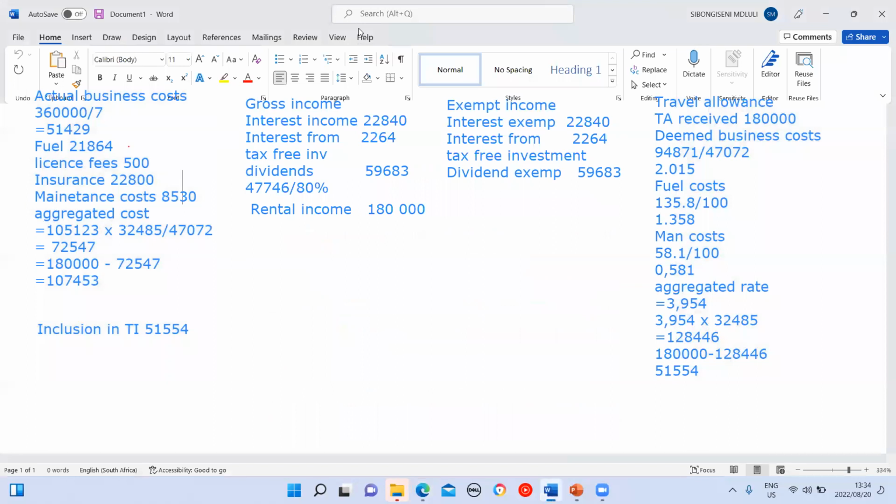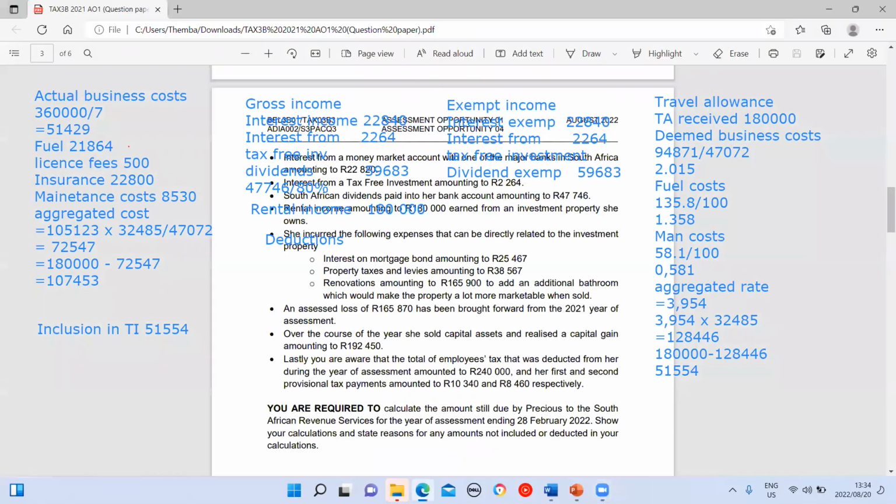Let me just start my deduction section. But you can get the point that I was trying to put across here, the compartmentalization. You see, it is easy when you do this. I'm doing it at this rate so that you understand what I'm doing, but you can actually do this way faster if you compartmentalize. So in terms of the deductions, what was the amount? It was 25,467.